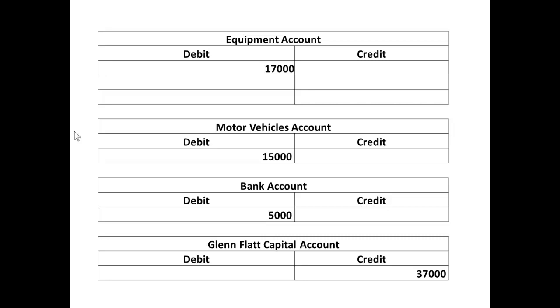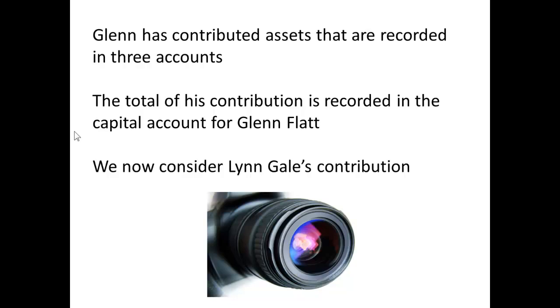So if we look at that, the equipment account has a debit of 17,000, the motor vehicle a debit of 15,000, the bank account a debit of 5,000. We add all those up, and the credit, in other words the capital for Glenn Flatt, is £37,000. So Glenn's contributed assets are recorded. The total of his contribution is then recorded in a capital account.